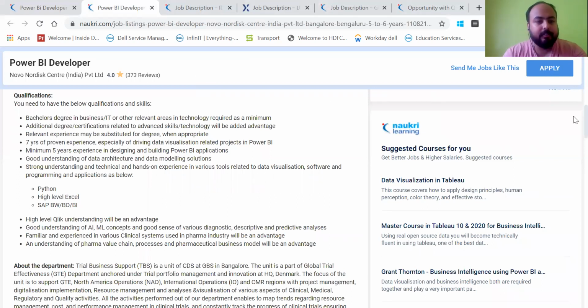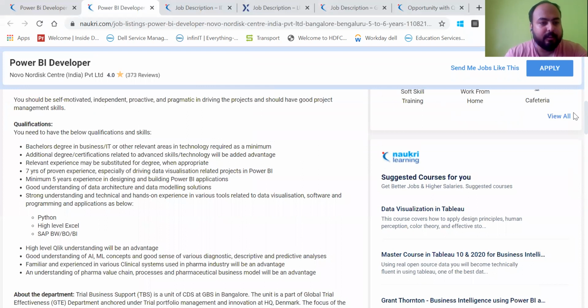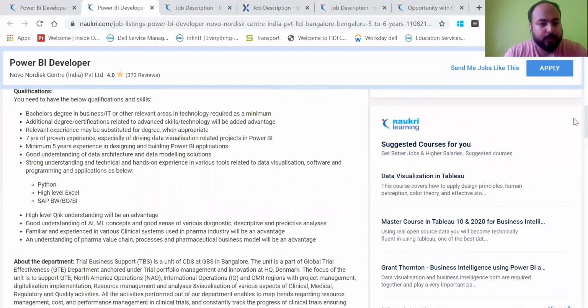So first I have this PowerBI developer at Novo Nordisk Center. Now, if you look into this, it says that you need to have 7 years of proven experience, especially of data driven visualization related projects in PowerBI. Now, this is pretty fine. You have just got the PowerBI word.